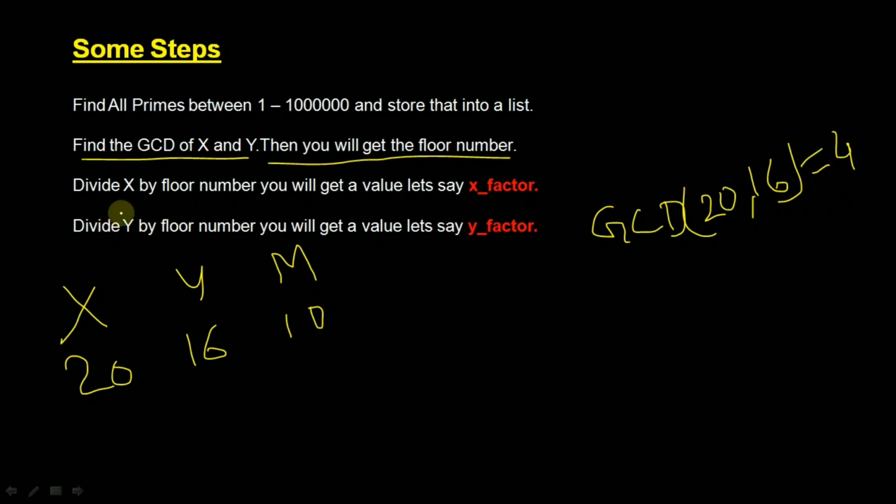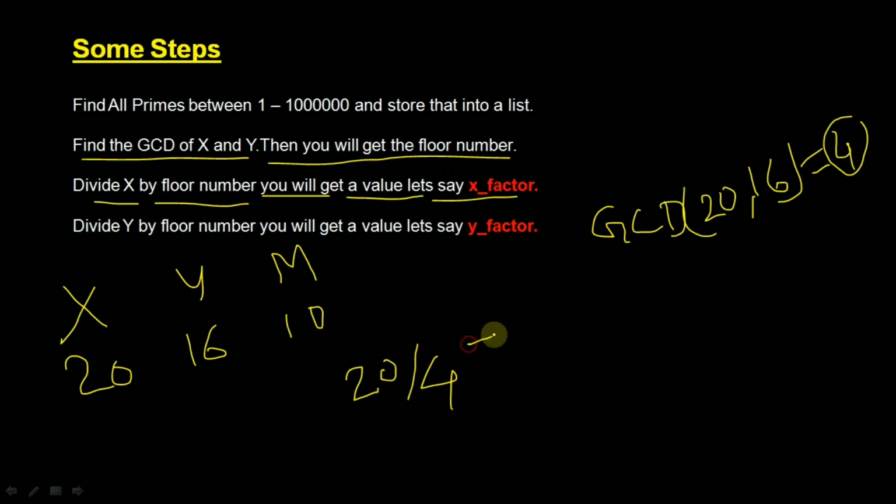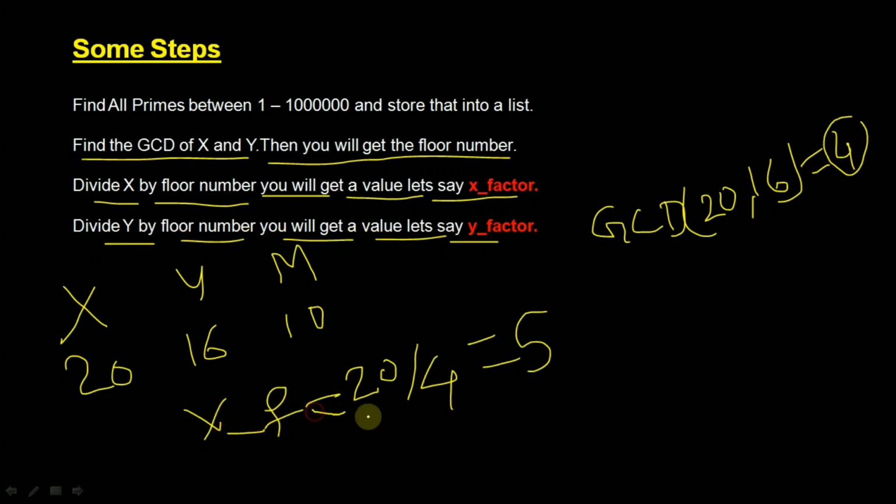The next step says: divide x by the floor number, and you will get a value, let's say x factor. The floor number we have got is 4, so we divide 20 by 4, and we get 5. Divide y by the floor number, and you will get a value, let's say y factor. The y factor will be 16 divided by 4, that is 4. So till now we have two values, 5 and 4.